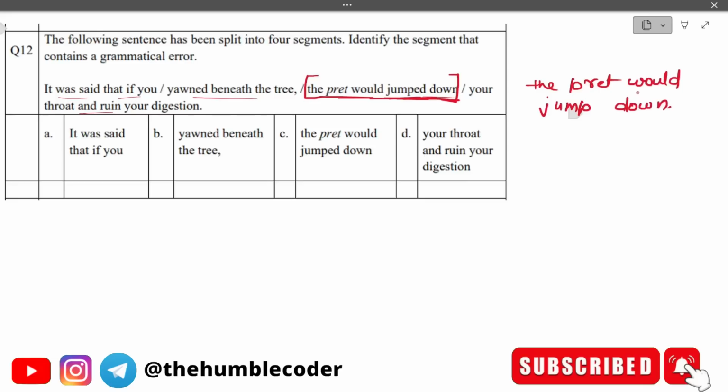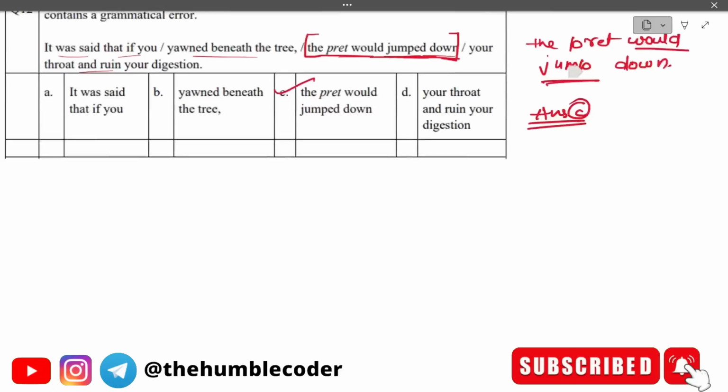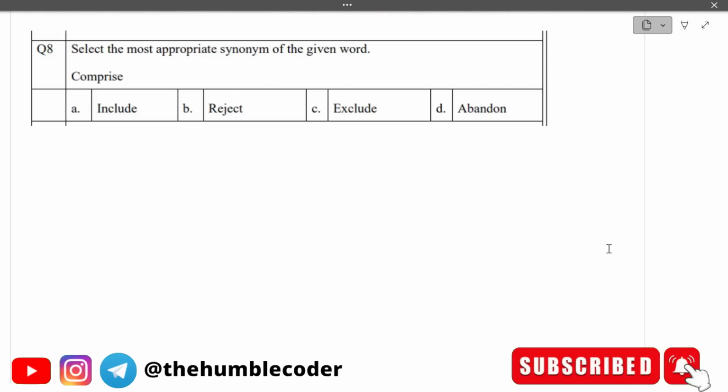See, because we are using would, which means this is not about past tense. So how can we use jumped here, right? So hope you understand it. This is a grammatical error. So the correct answer in this case would be option number C. See, we don't have to tell the correct sentence. We just have to figure out which part has the grammatical error, and then our work is done. Let's look at this question. So we have this question, that is, select the most appropriate synonym of the given word.